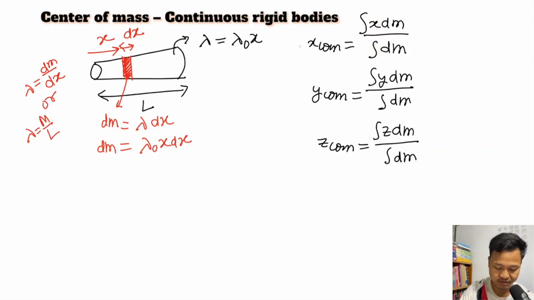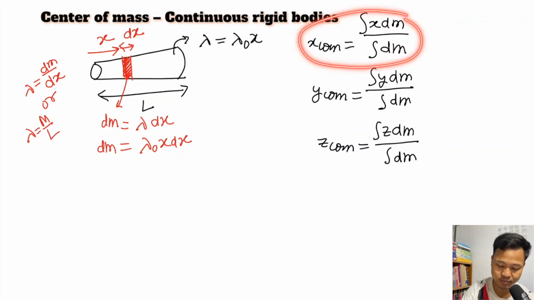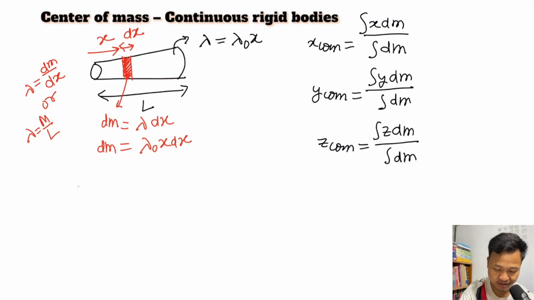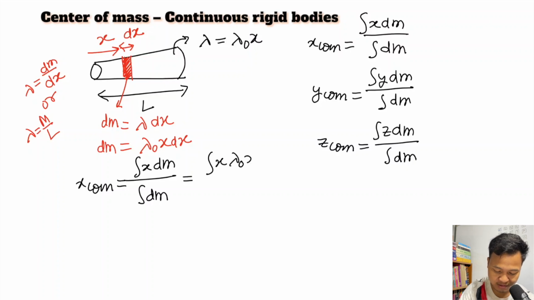Okay, so now let's find xcom. Here's a road along the x-axis, a one-dimensional length along x, not along y, so we are going to find only the x component of xcom. So if I apply that formula, xcom equals integral x into dm divided by integral dm. So integral x into dm is lambda not into x into dx, divided by integral lambda not x into dx.